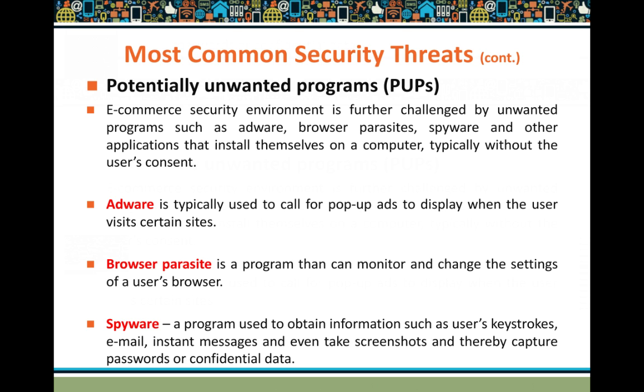Then we have spyware. Spyware is a program used to obtain information about users' keystrokes, email, instant messages, and even take screenshots, and thereby capture passwords or confidential data. Similar to a beacon, as we have learned before, it attaches itself to the user's web browser and records all the user's keystrokes and the different actions the user is performing. It can take away email addresses and personal credentials and steal confidential information from the user.